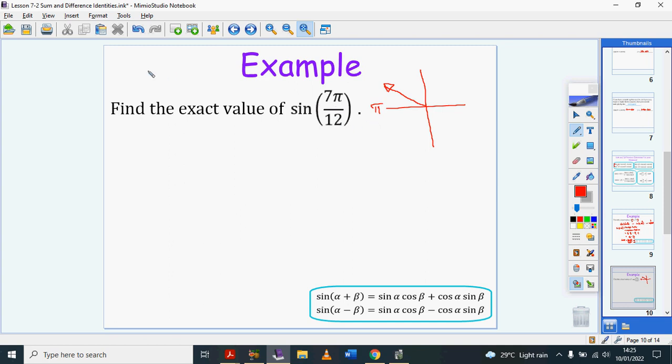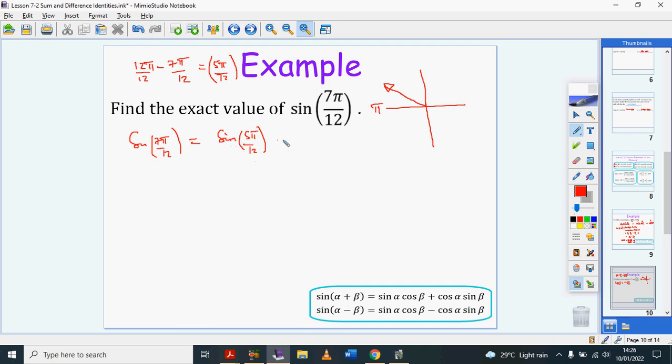So I'm just asking myself, what am I missing? 12 pi over 12, which is pi. How much do I need to make 7 pi over 12? I'm just subtracting these two to figure out what the acute angle is. So 12 minus 7 is 5, so that's 5 pi over 12. Now I know that the sine of 7 pi over 12 must be the same as the sine of 5 pi over 12.